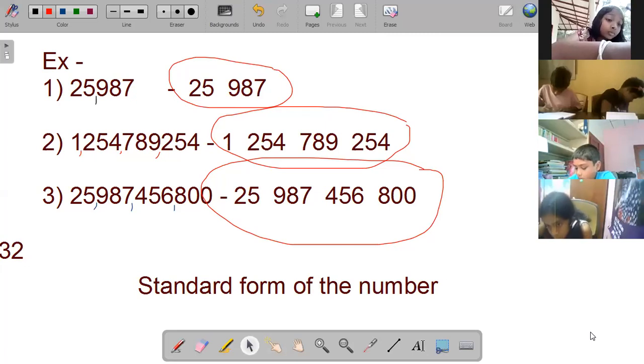Sometimes a question can be given like that: a number is given, write the standard form.